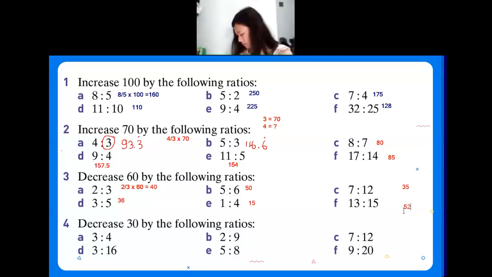22.5. For question B, 6.6 recurring. So if it is a decimal, just keep it with the recurring sign. Do not round it off, because if you round it off later, the number will not follow the given ratio.